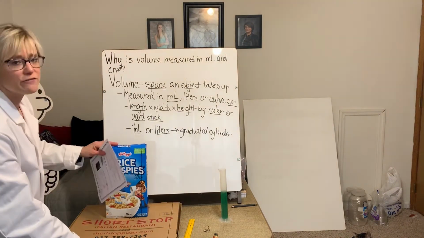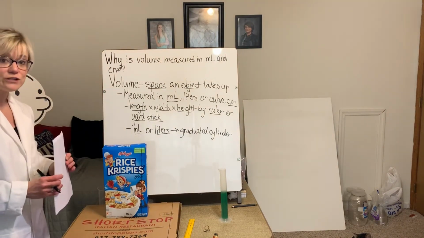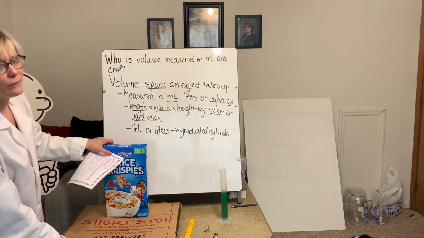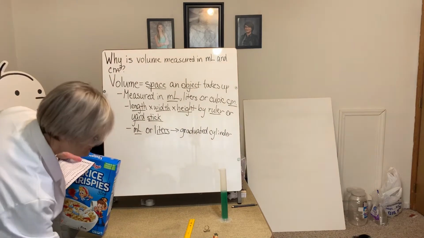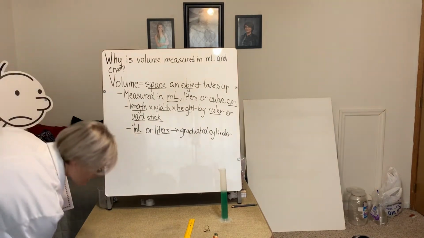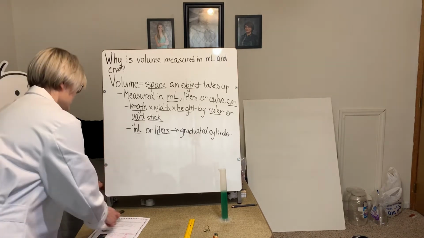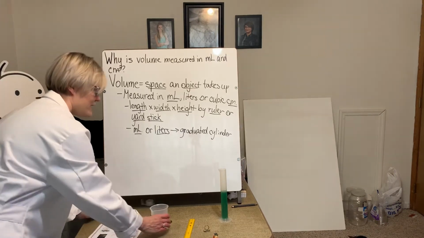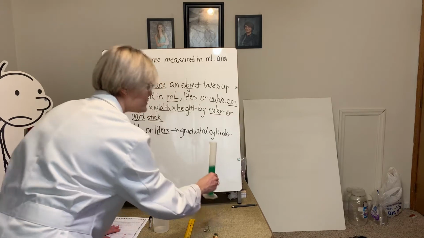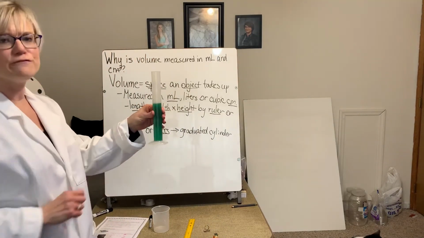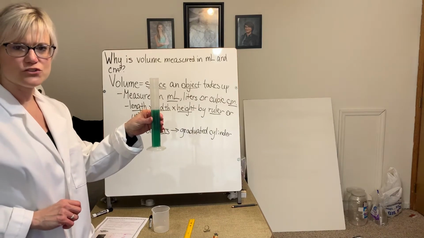All right, so we found the volume of regular three-dimensional shapes. Now, what about these other things that I had? I have the Lego Man and the ring. So, I have my graduated cylinder, and I've got this filled with water, but I put green food coloring in there so it'll be a little easier to read.